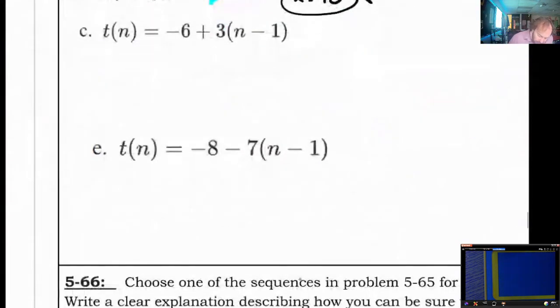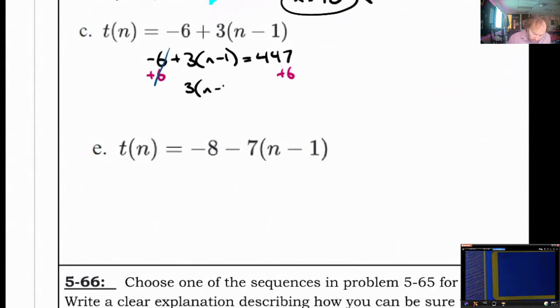So all we really need to do is take the equation part and write it again and make it equal 447, like that. You have a lot of choices on how you want to solve a problem like this. You could distribute the 3 and combine like terms, but I think it's better to pick this one apart step by step. Let's start by adding 6 to both sides. And that'll cancel out the 6 on the left and leave you with 3 times n minus 1 equals 453 after you do that addition. And then we'll divide the 3 out of there. 3 divided by 3 is 1, so it cancels out.